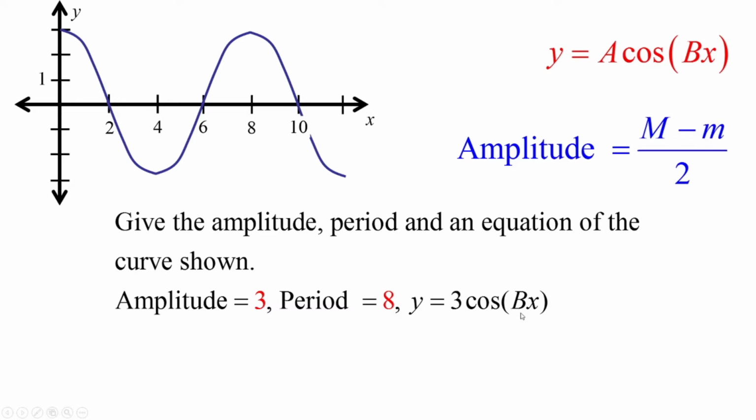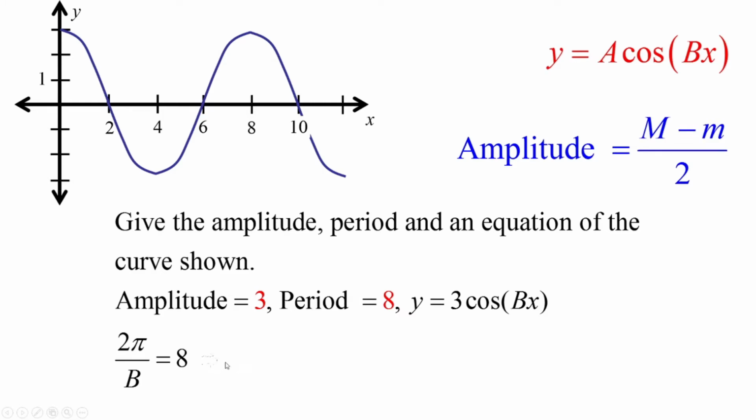And what's this b right here? Now, be careful, that's not direct substitution like the amplitude is. This b divides the period, so you've got to do a little number crunching here. Remember the original period of a cosine curve is 2 pi, and then this b divides that period. So I know that 2 pi divided by b has to equal the period of this curve, which we said was 8. So 2 pi over b has to equal 8.